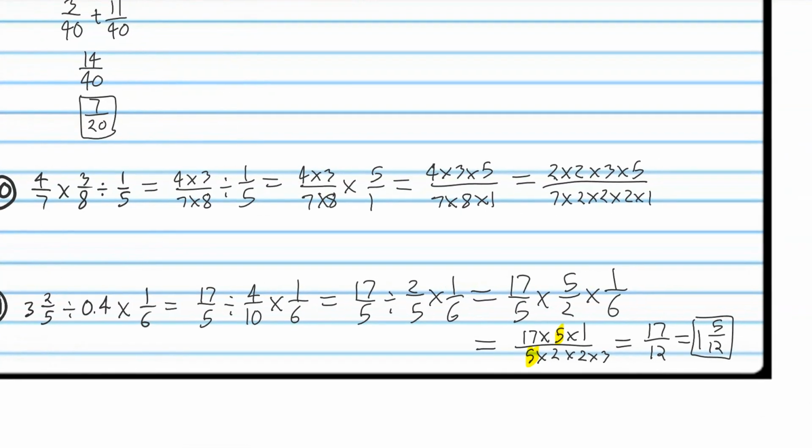The 2s cancel out. Another 2 cancels out. And 3 times 5 is 15. And 7 times 2 is 14. So we have an improper fraction. 14 goes in one time, remainder 1, and keep your denominator.